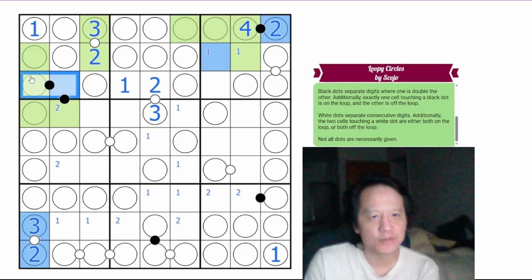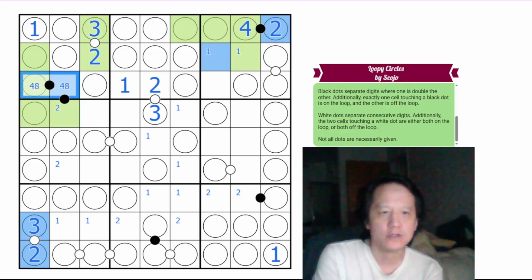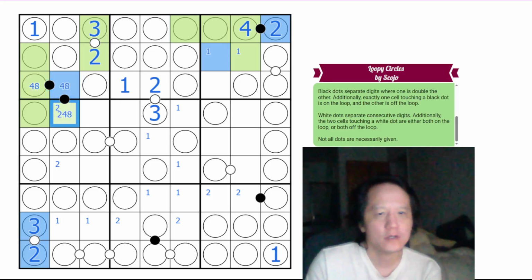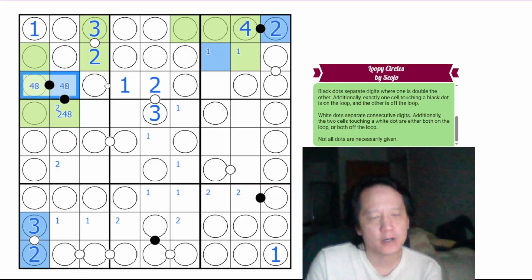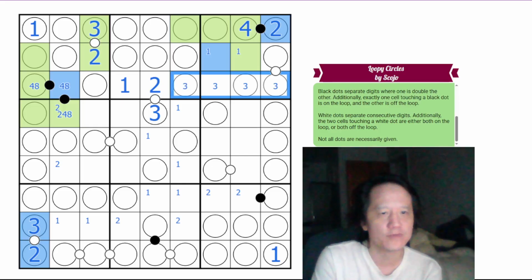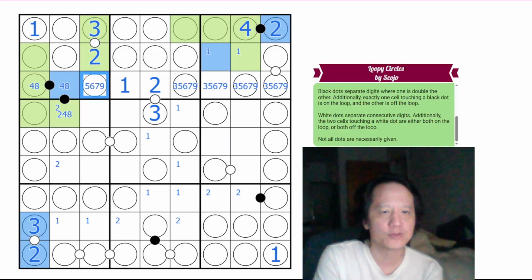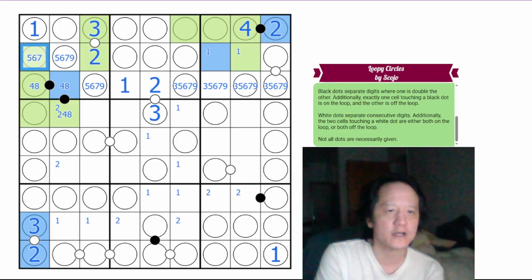This cannot be 3 and 6 in a 1-to-2 ratio. This has to be a 4-8 pair. So this is 4-8. This then has to be 2-4-8 here. This becomes a 4-8 pair, which means the remaining digits in the row cannot be 1, 2, 4, 8. So we have 3, 5, 6, 7, 9. This can't be 3 because of the 3 in the box. This is 5, 6, 7, 9 here.